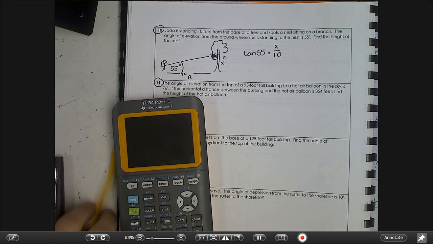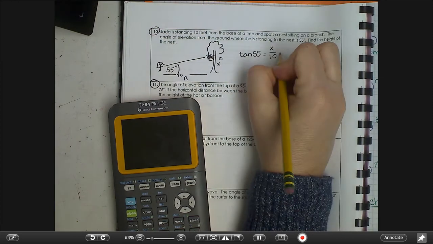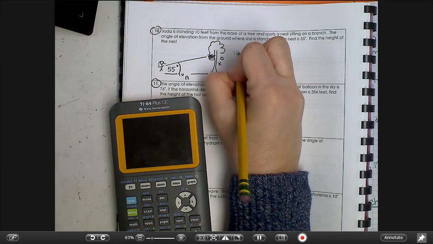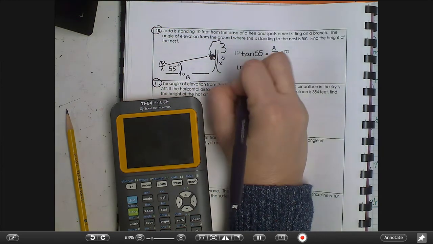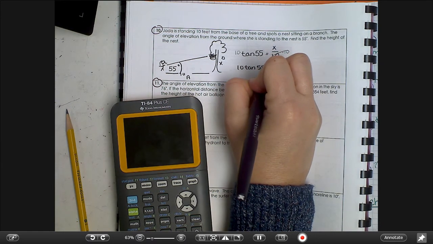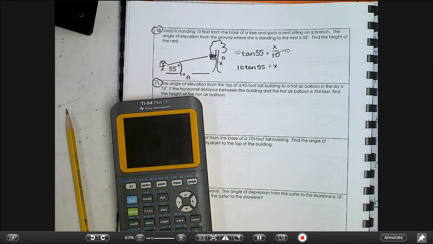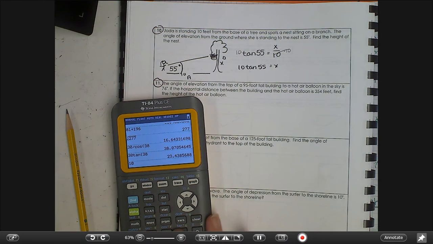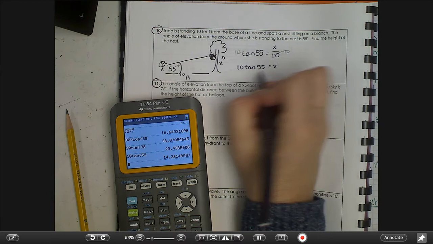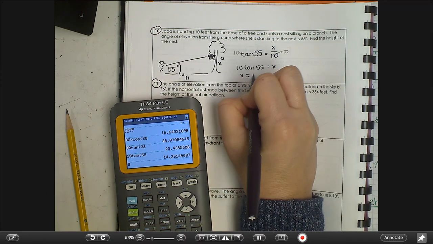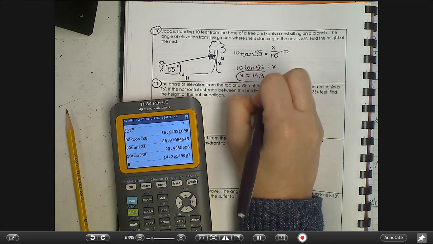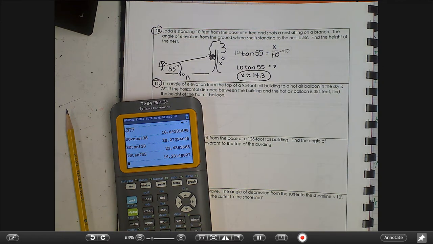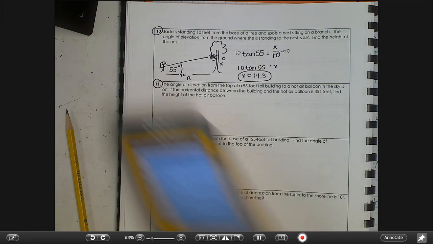And in order to solve that, we need to multiply both sides by 10. So we have 10 times tangent of 55 equals x. And then you just type that in, 10 tangent 55. X is approximately 14.3 feet high. So that's kind of how angle of elevation works.